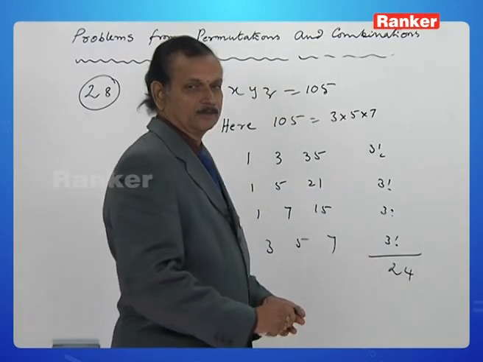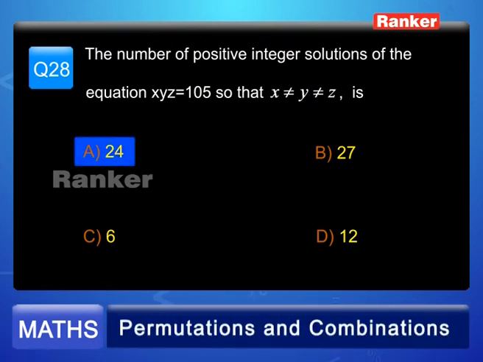So what is the right option? Option A is of course the right option. That is 24 ways we can arrange x, y and z so that they are exact positive numbers and different, of course, factors of 105. Hence the answer is option A, that is 24.